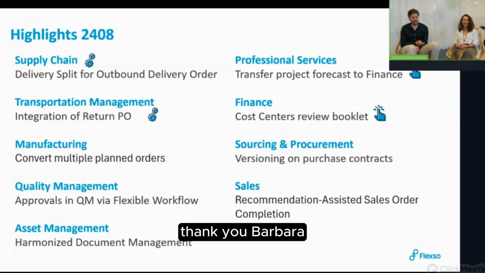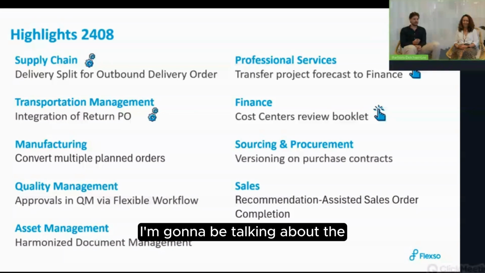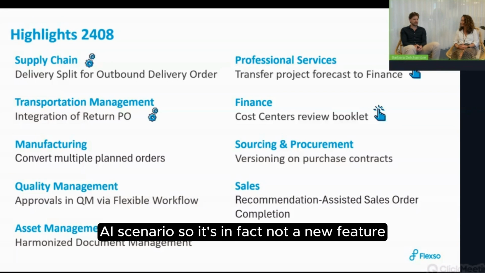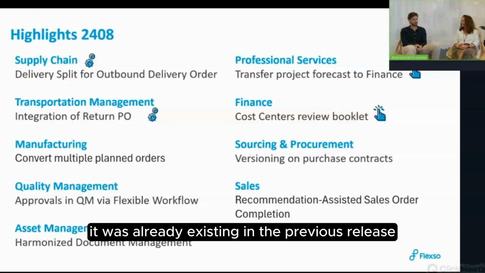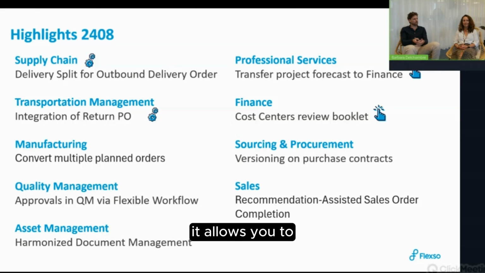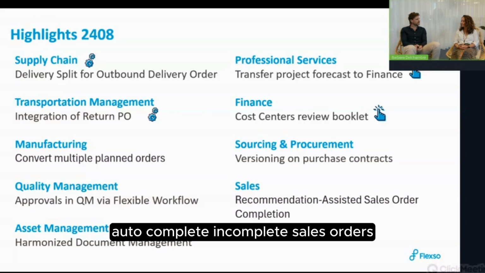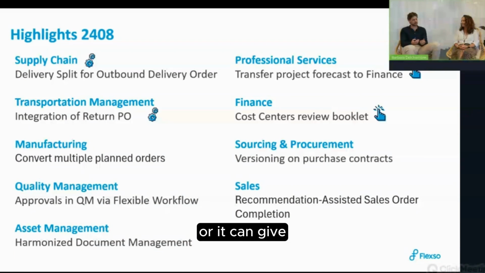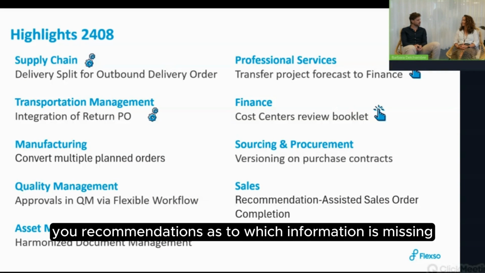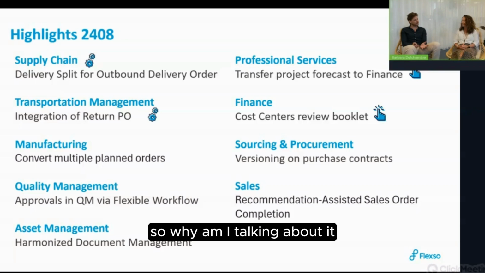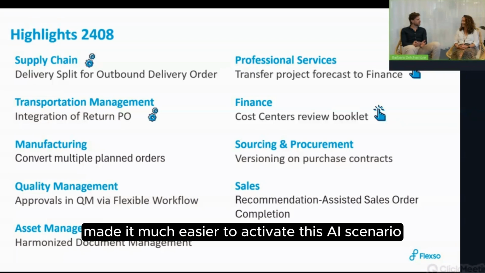Thank you, Barbara. So indeed, I'm going to be talking about the recommendation assisted AI scenario. So it's in fact not a new feature. It was already existing in the previous release. It allows you to auto-complete incomplete sales orders, or it can give you recommendations as to which information is missing. So why am I talking about it now again in the 2408 release? It's because SAP has made it much easier to activate this AI scenario, and that's what I'm going to show in this demo.